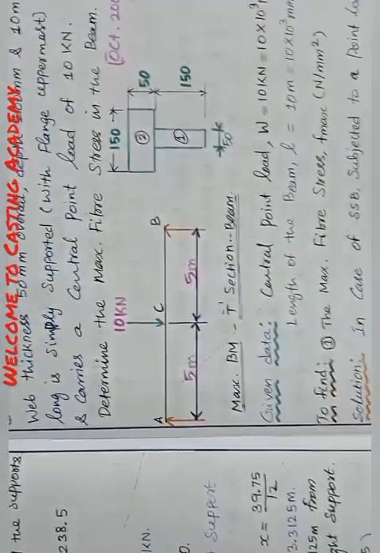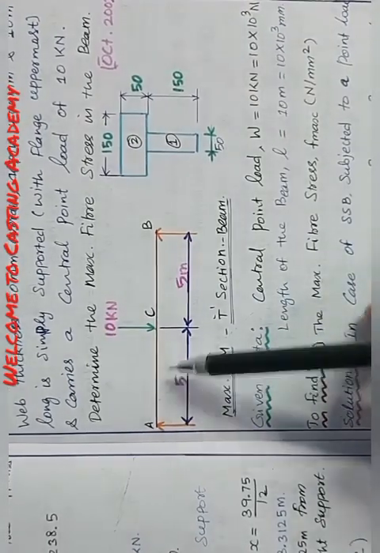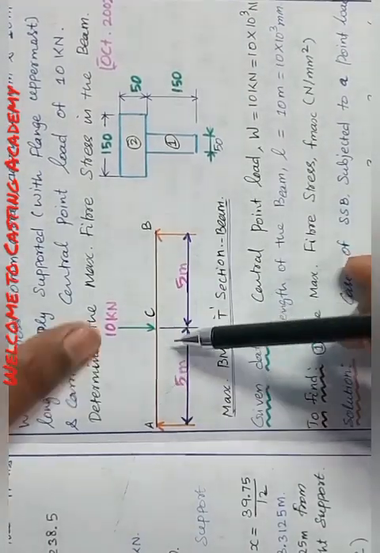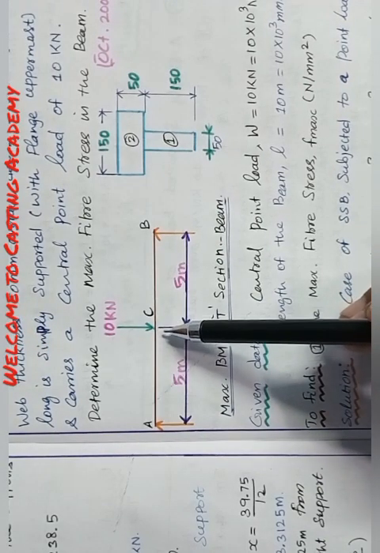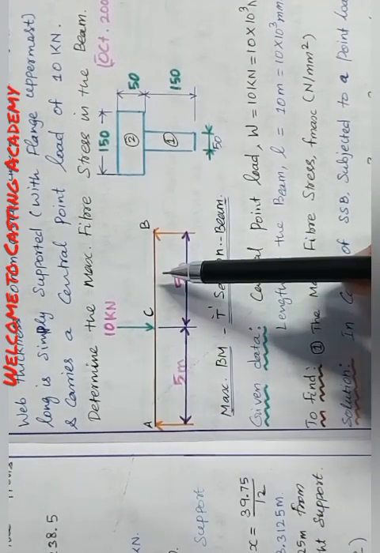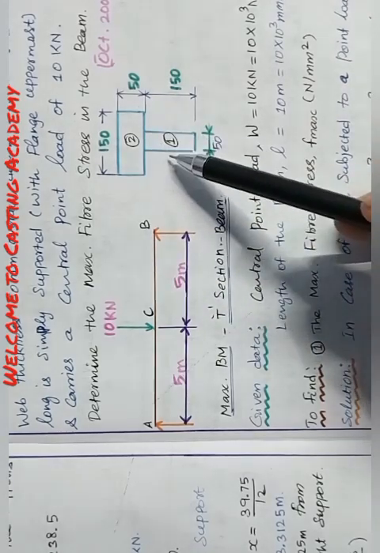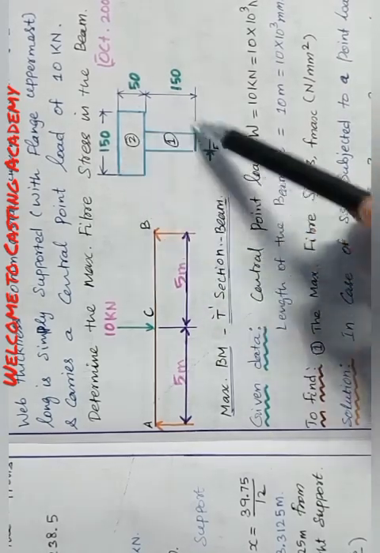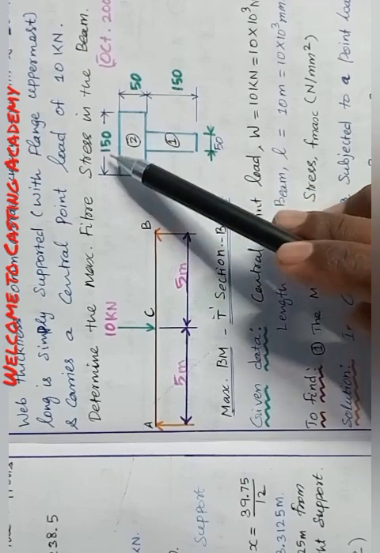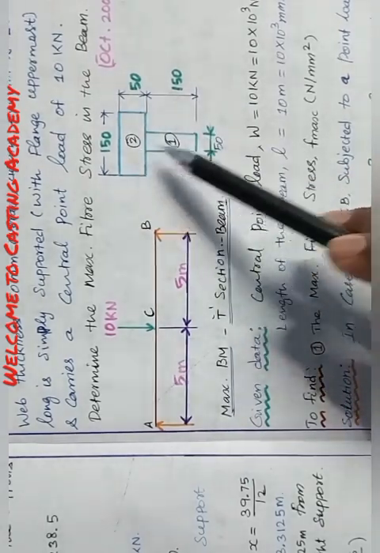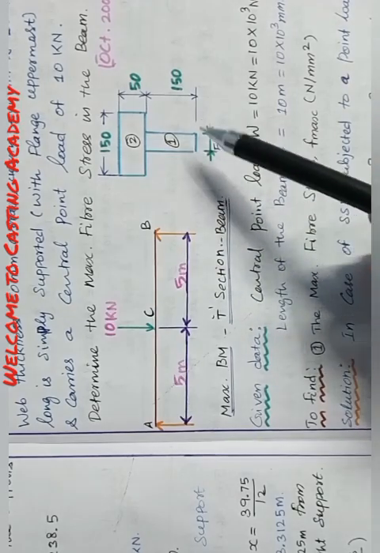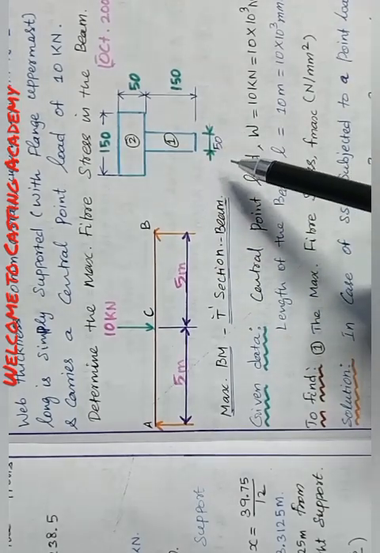You see the beam like this. 10 meter is the span with a 10 kilonewton central point load, and A and B are the left and right supports. Here the beam cross section is a T section, 150, 50, 50, 150. So there are two sections, 1 and 2, and the web thickness is 50 mm.